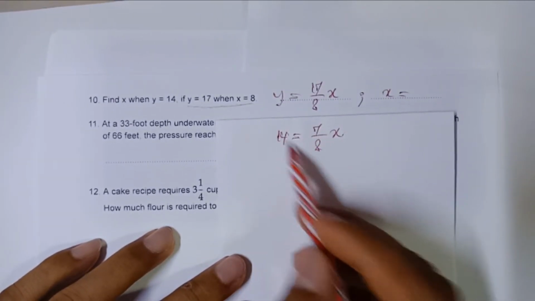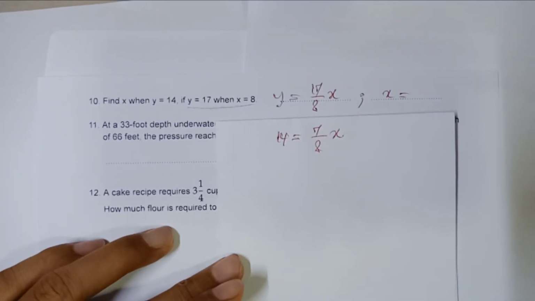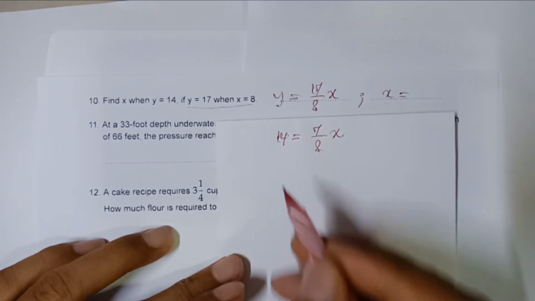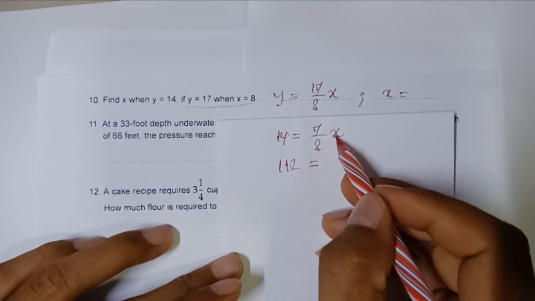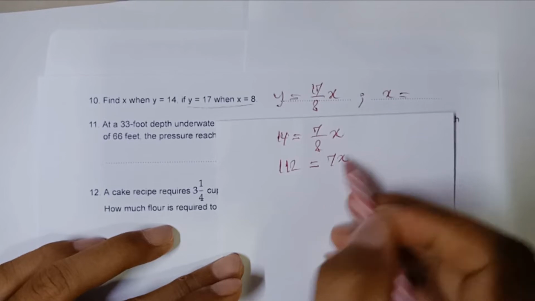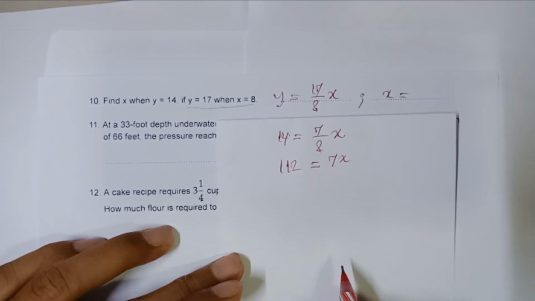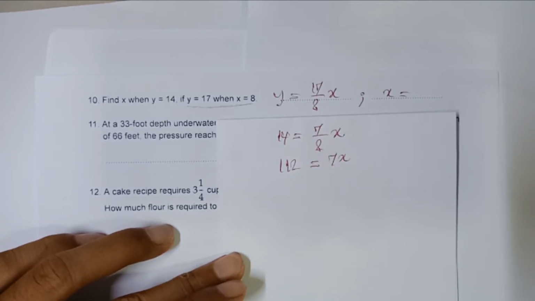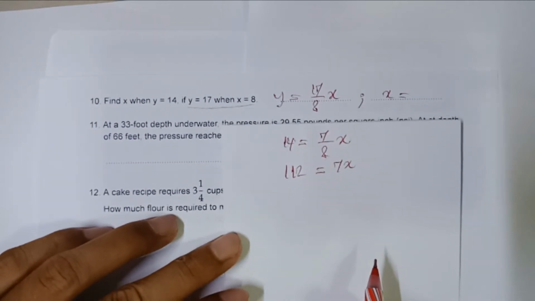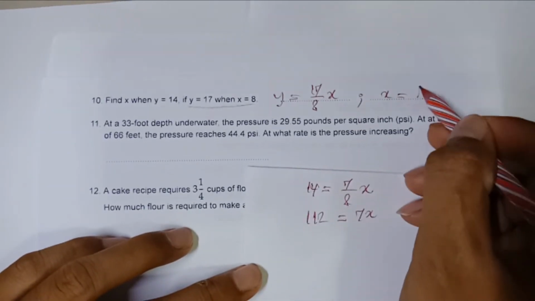So you multiply 14 by 8. 14 multiplied by 8 gives you 112, equal to x times 7, 7x. So to get the x value, 112 divided by 7 gives you 16.